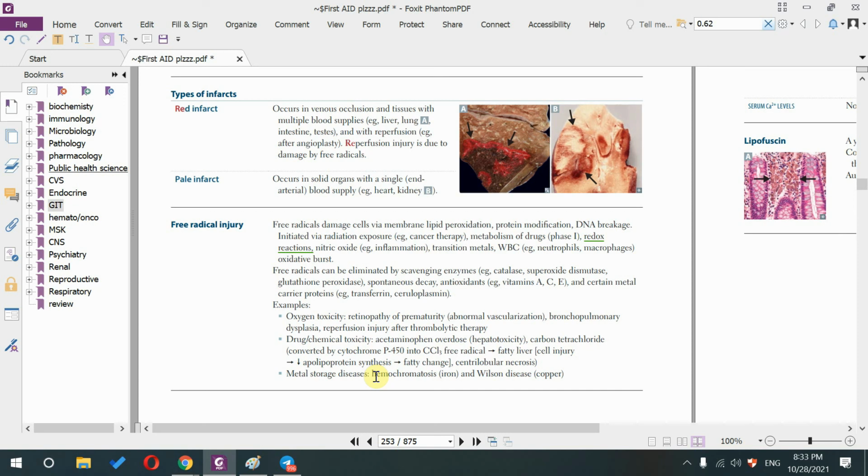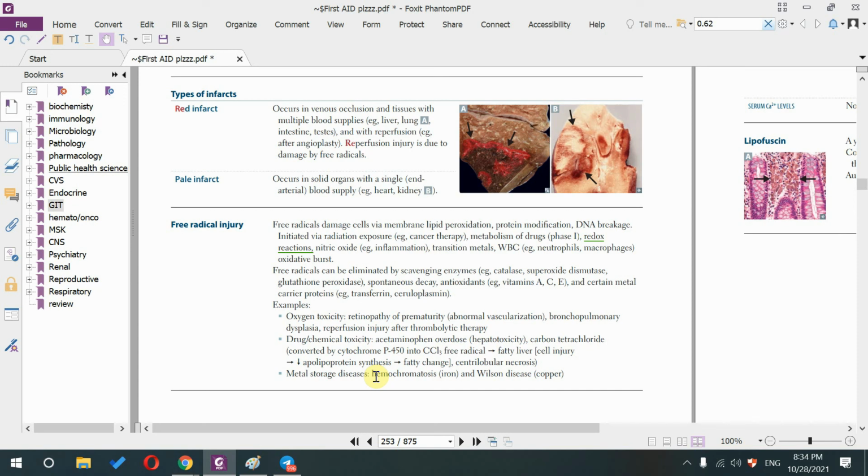Spontaneous decay. And the last way to get rid of free radicals is antioxidants. Sorry, not the last way, but one of the ways is antioxidants with vitamin A, C, and E. You must know this. If you forget about it, I used to remember it. You remember the ACE inhibitor? I used to tell myself, okay, it's ACE. Free radicals, antioxidants are ACE. Vitamin A, C, and E. And certain metal carrier proteins, like transferrin in the case of iron, and ceruloplasmin in the case of copper.